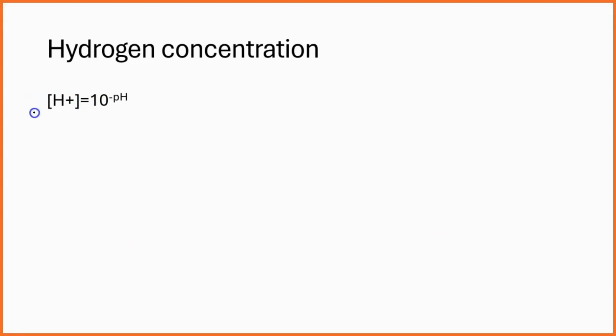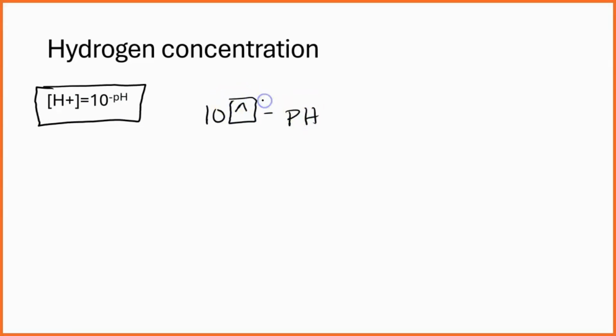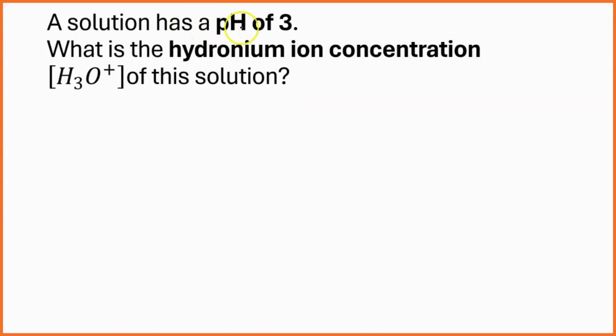Another formula that I'd like for you to highlight, circle, write down. If we know the pH, we could find the hydrogen concentration by doing 10 to the power of negative pH. So wherever that exponent button was and negative, make sure you're not using the subtraction symbol, but the negative. So let's try this. We know the pH is 3, and we want to find the hydronium concentration, which is the same as the H+. Okay, so we know the formula is going to be 10 to the negative pH.